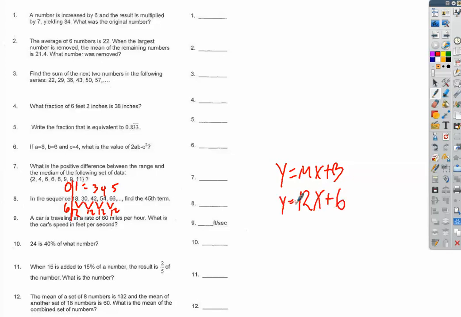And I want to know the 45th term. Don't want to keep going 45 times, right? So I do 45 times 12 plus 6. So 2 times.